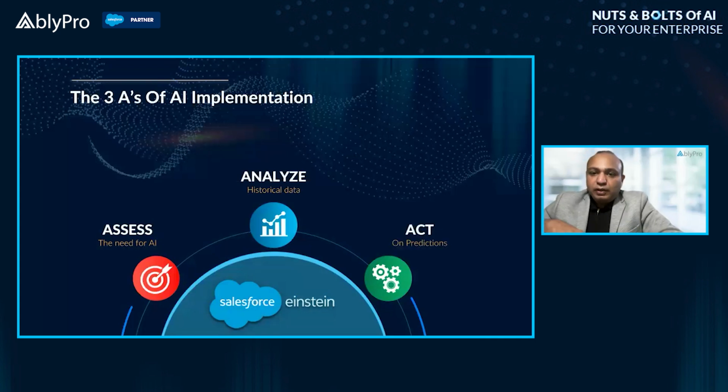Okay. So these are the three A's which we suggest to all of our clients, which are absolutely necessary before going to any AI implementation: assessing the need for AI, then analyzing the historical data, and acting on the predictions. So these are the three A's of AI implementation, which you should remember.